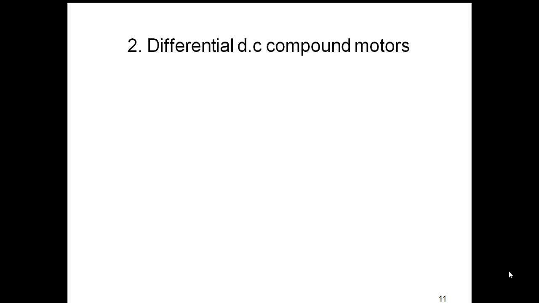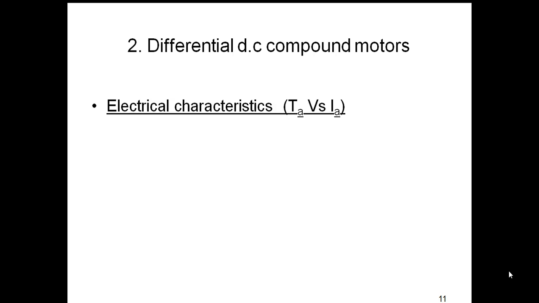Now let us see various curves for differential DC compound motors. In that, the first one is the electrical characteristics. These are the characteristic curves drawn between the armature torque and the armature current.